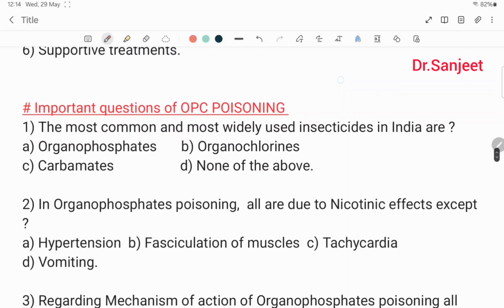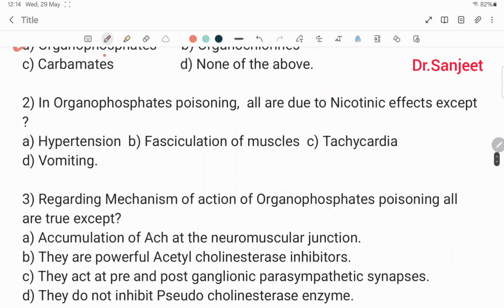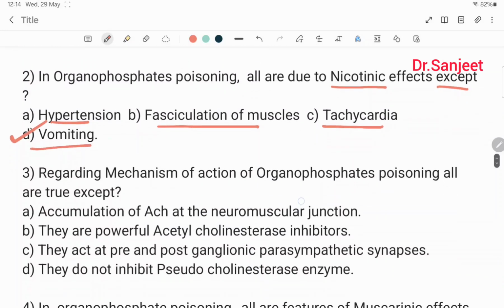Then important questions of organophosphorus poisoning. The most common and most widely used insecticide in India is: organophosphate, organochlorines, carbamate, none of the above. Organophosphate is the most commonly used insecticide in India. In organophosphate poisoning, all are due to nicotinic effect except: hypertension, which is nicotinic action; fasciculation of muscles, also nicotinic; tachycardia, also nicotinic; vomiting is the muscarinic action. So this is the answer.